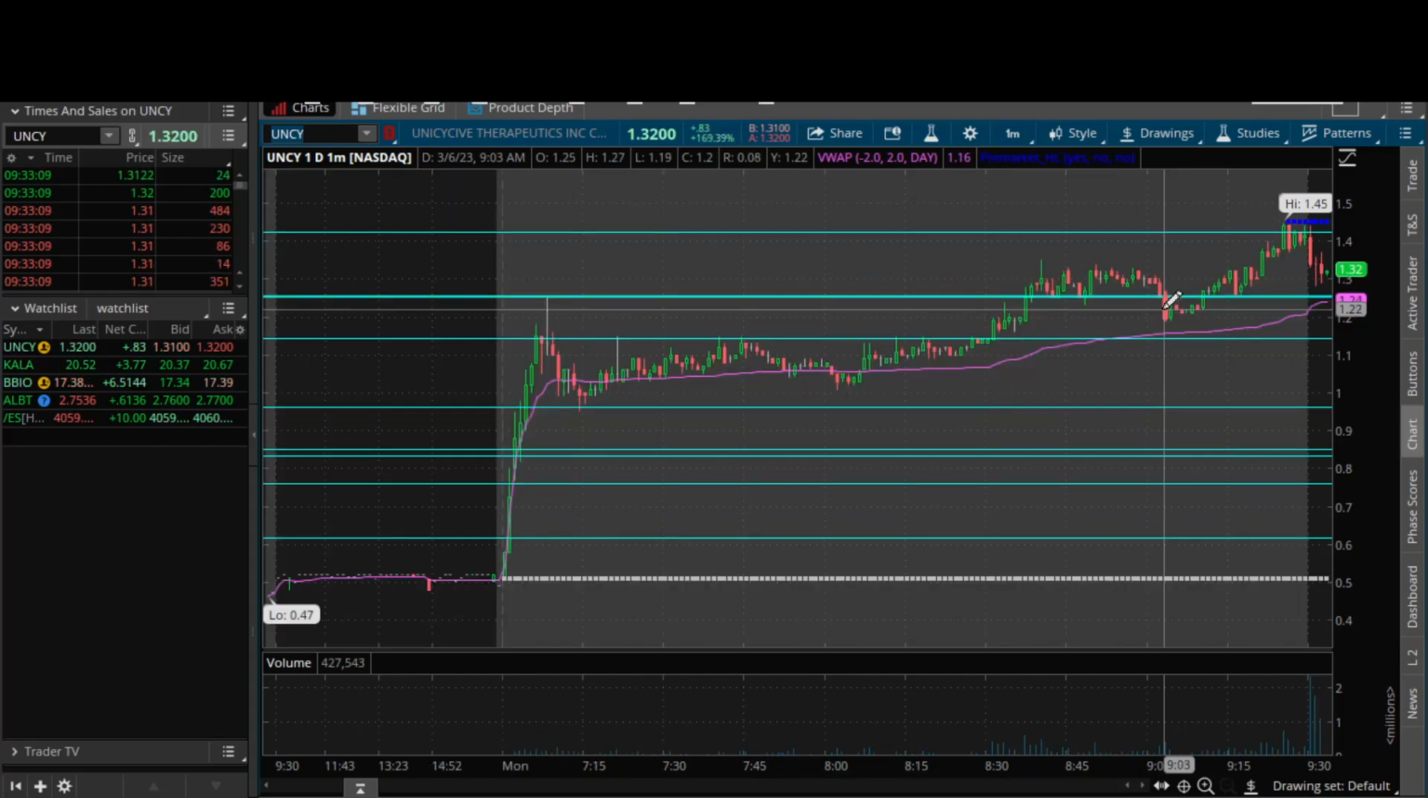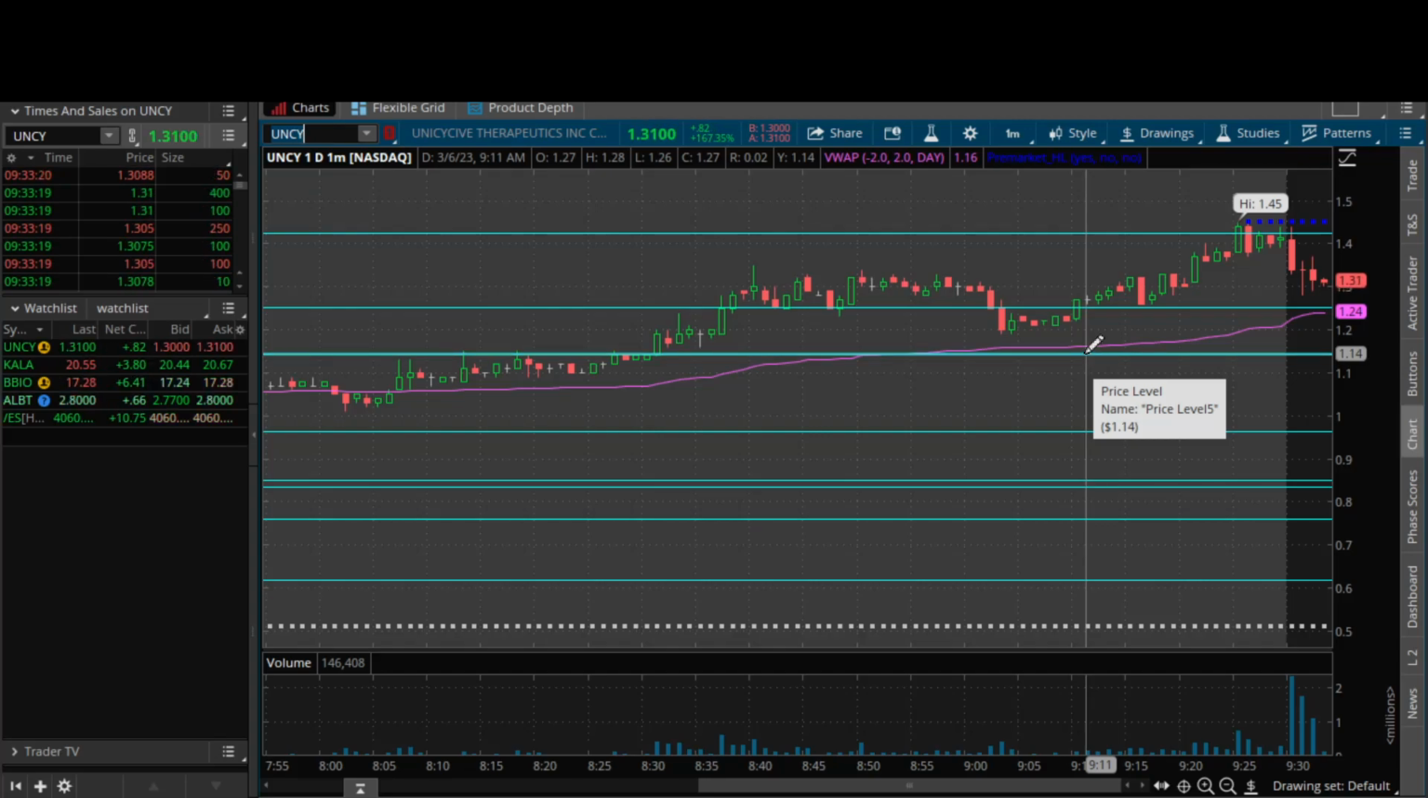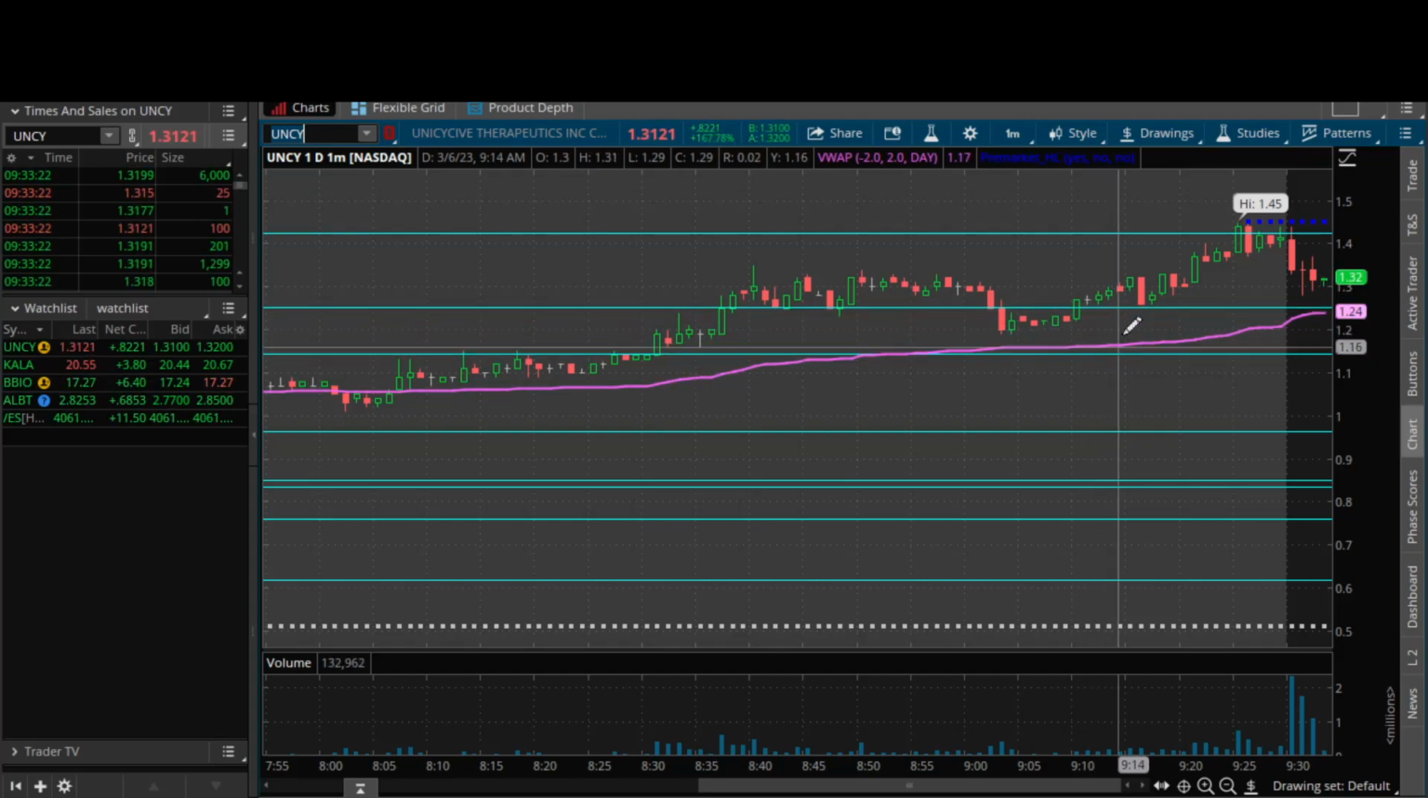Let's see what it does here. 125 is that level you need to keep an eye on. If it can't hold 125, your next point of interest is 114. Those are your points of interest right now.